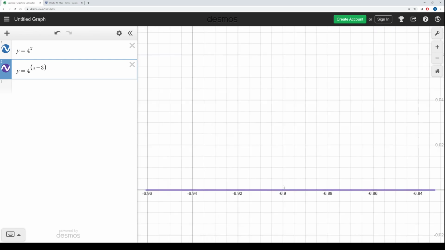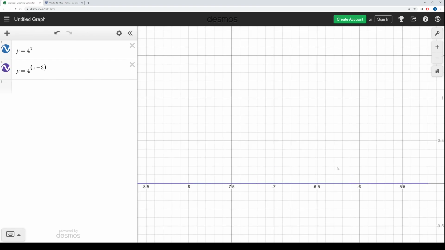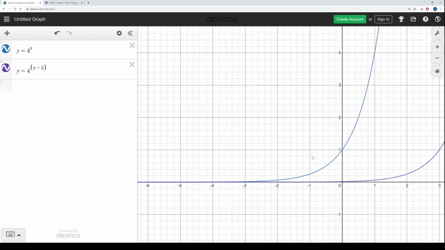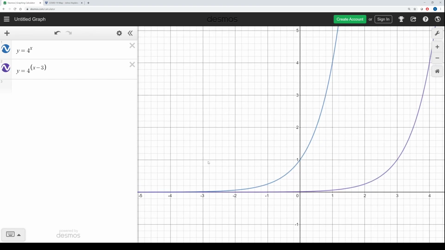These are not in the same spot. Okay, I would need to scroll in a lot more for you to see that. Just take my word for it. At every point on this graph, a point on the blue line, to get to the purple one, it's shifted to the right by 3. Okay, and that's easiest to see from (0, 1) to (3, 1). Shifted to the right by 3.